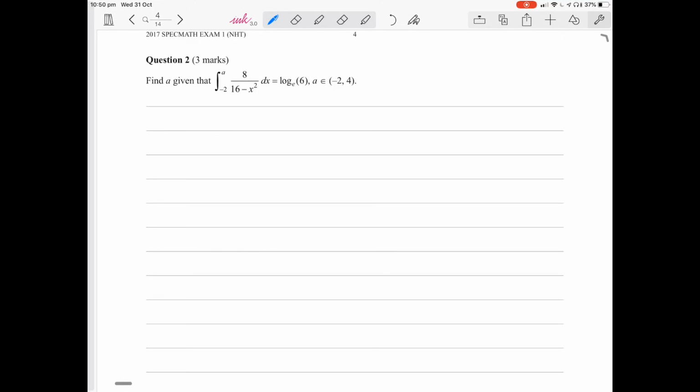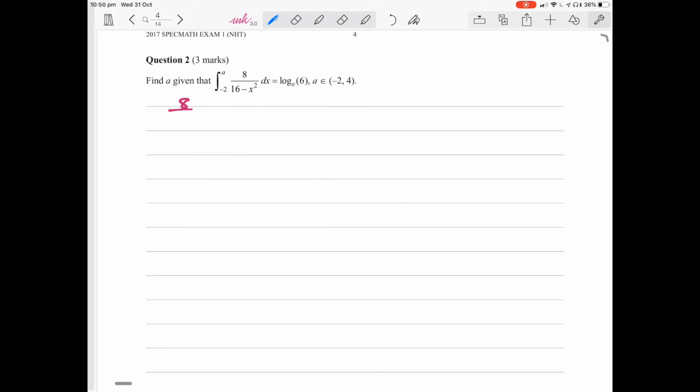Okay, find A, given that when I integrate from there to there, it equals log e 6, and A is between -2 and 4. Doesn't necessarily mean that A has to be 4, but okay, I've got 8 on 16 minus x squared. When I derive that, I don't get that. It doesn't look like a tan question because there's not a plus in the middle. It's not sine or cos, so we're going to have to partial fraction it.